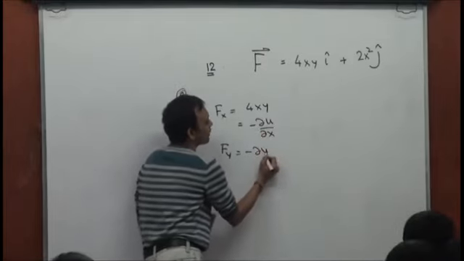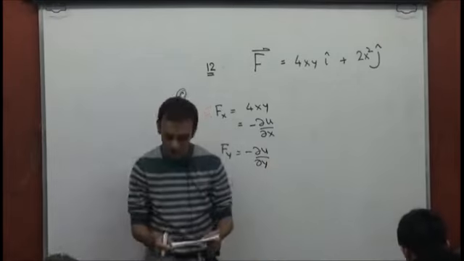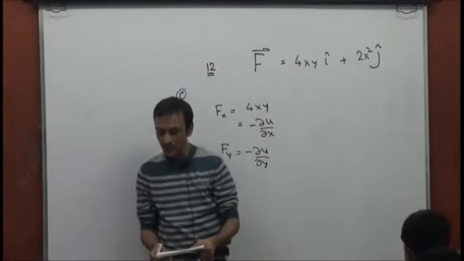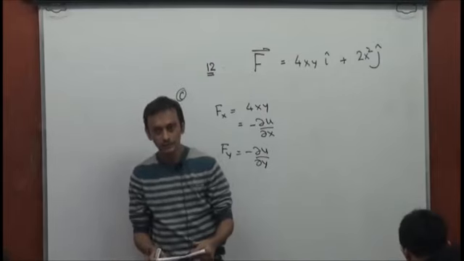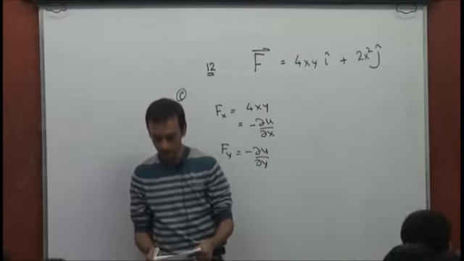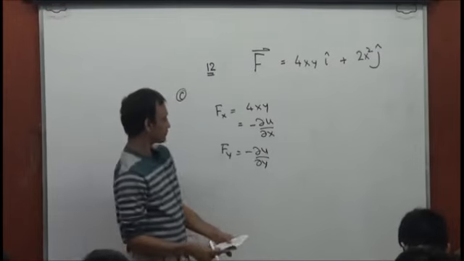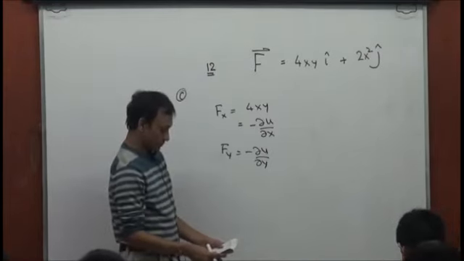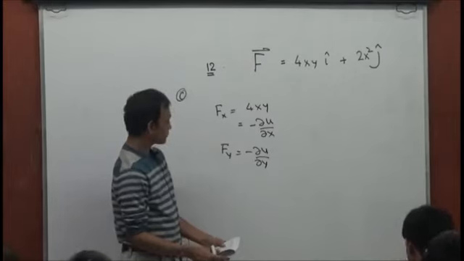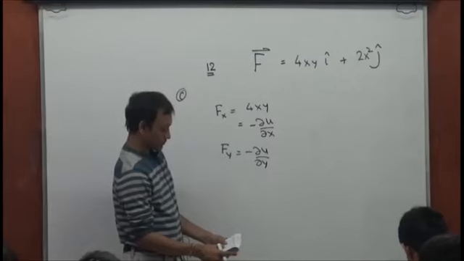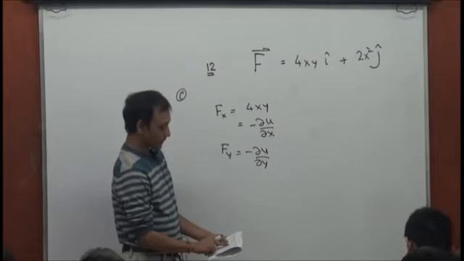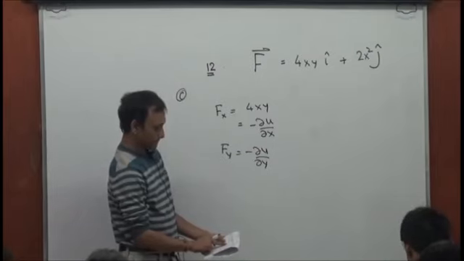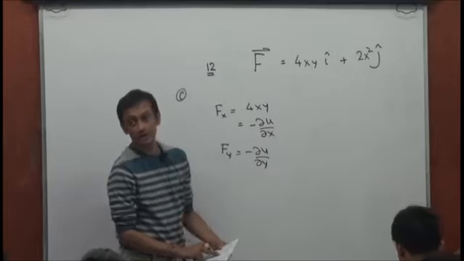If you use option C, then Fx will turn out to be this, and Fy, which is minus dou U dou y. If you differentiate this with respect to y, keeping x constant, you will get 2x squared. That's option B. Option B should be the right answer.